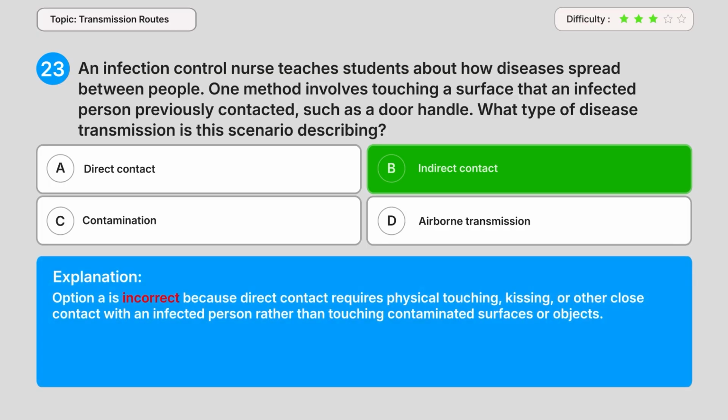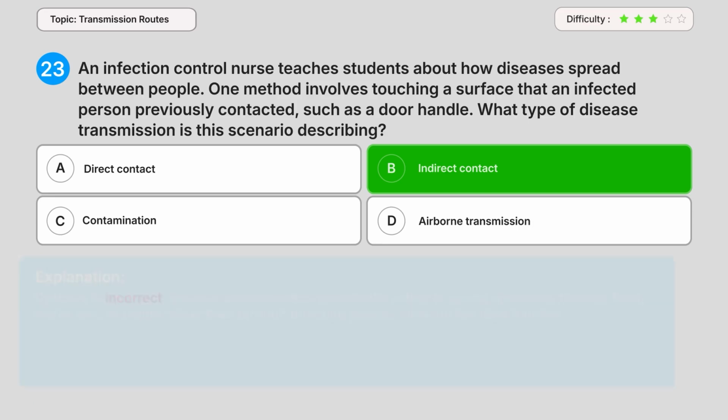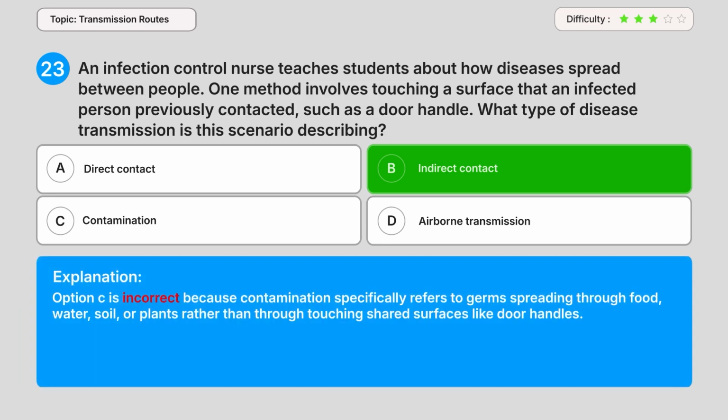Option A is incorrect because direct contact requires physical touching, kissing, or other close contact with an infected person rather than touching contaminated surfaces or objects. Option C is incorrect because contamination specifically refers to germs spreading through food, water, soil, or plants rather than through touching shared surfaces like door handles.